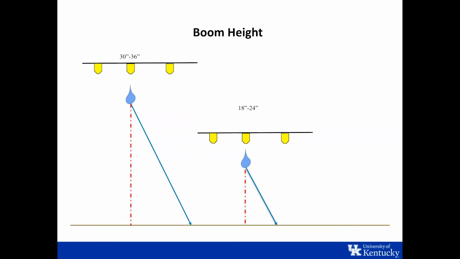But when your boom's lower, that droplet spends less time in the state of fall, and it's less likely to move off target. Whereas if that boom's really high, it takes a long time for that droplet to find its target, and it's more likely to move off target. We've shown this multiple times. So do everything you can to keep that boom down at 18 to 24 inches to help reduce the amount of drift that you have.